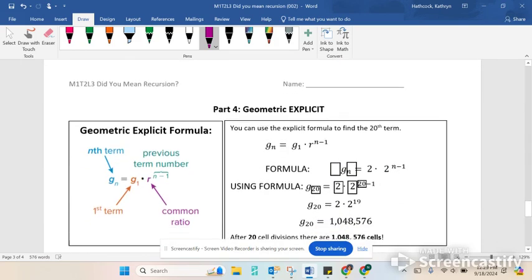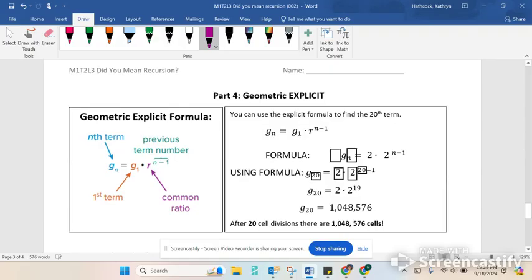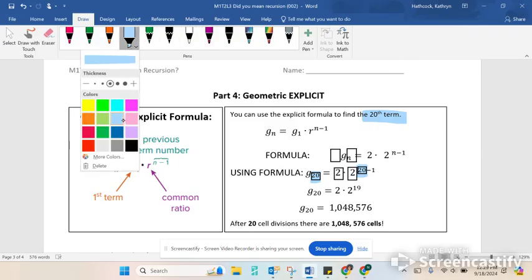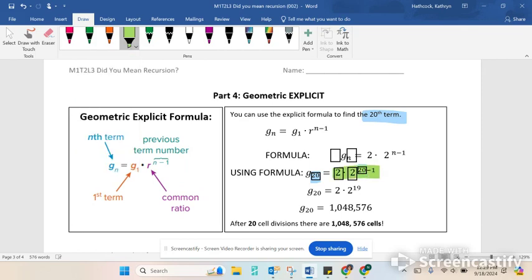Now, explicit formulas. These ones are by far my favorite. I like the explicit formula because I can find bigger term numbers, like the 20th term. I don't have to multiply 2 20 different times to figure this out. I have my explicit formula. So in order to find the 20th term, here are my 20s. They go where the n's go. And I could simplify all of this. I could just choose to put all of this right here in my calculator, and you will get this number.